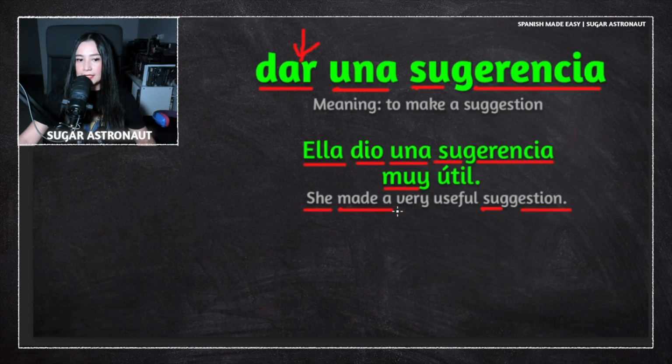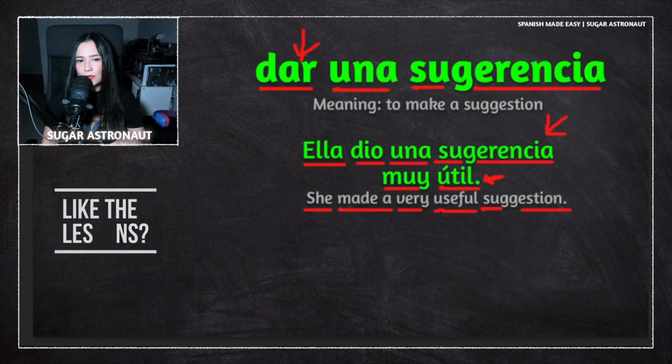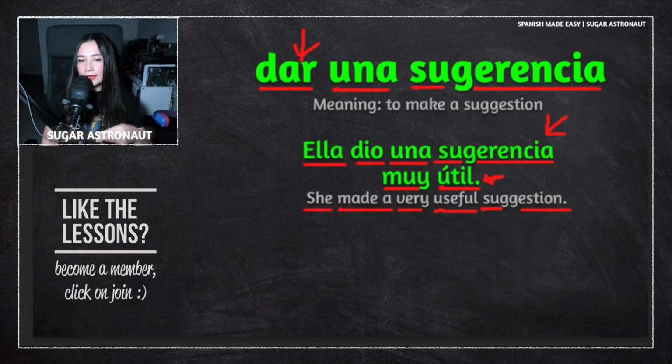Muy means very. Útil, useful. So if you want to describe suggestion, you can describe it after saying sugerencia. In English, you have very useful before suggestion. In Spanish, we have muy útil, which means very useful, after saying sugerencia. Spanish speakers can be a little playful with the language, and they can even say, ella dio una muy útil sugerencia. It's not as common, but it's possible.